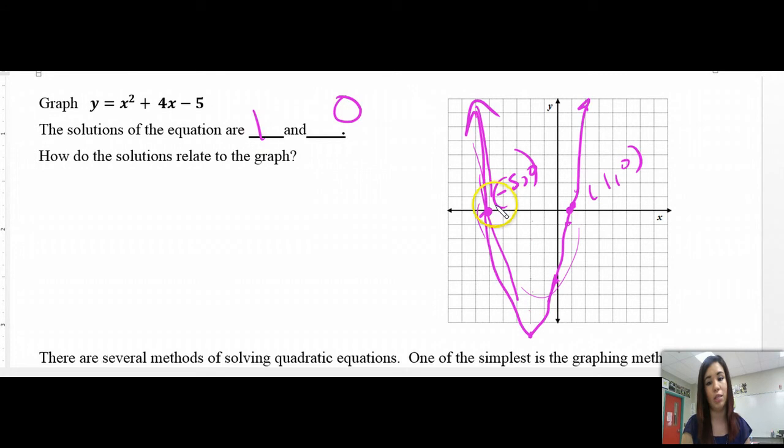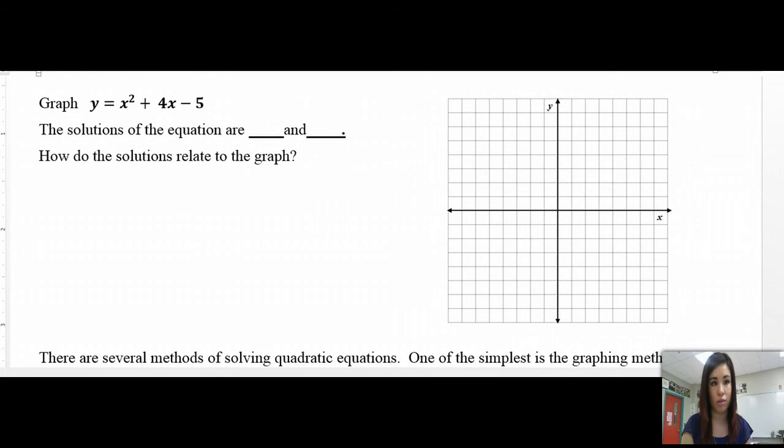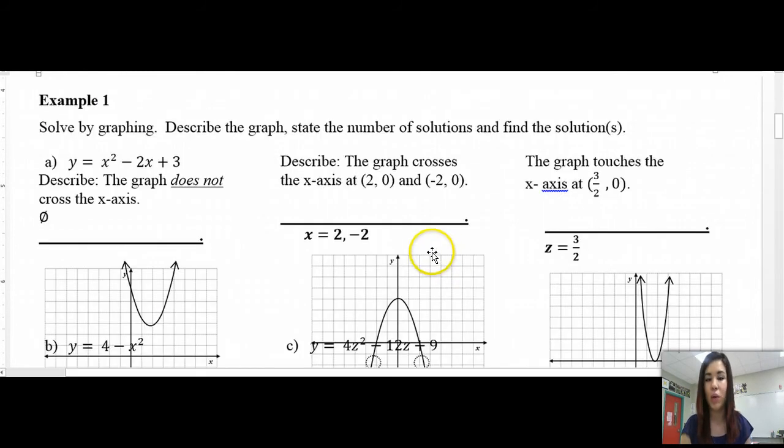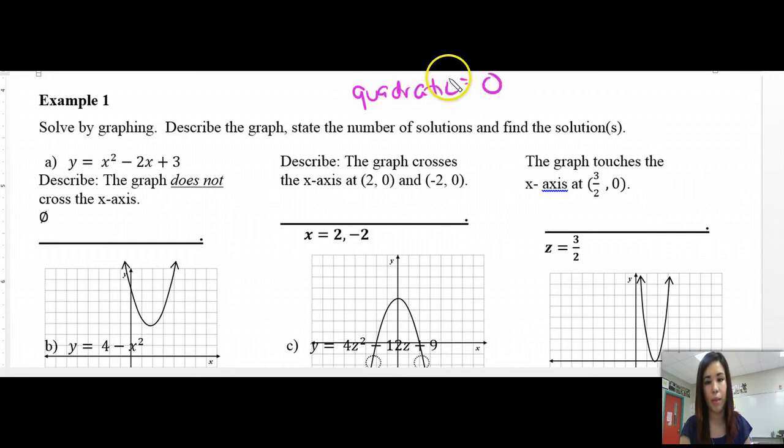So how do they relate? It's where it crosses the x-axis that you have your solutions. Now, what does that mean exactly? What you're solving for when we talk about solutions for a quadratic is where the quadratic is equal to 0. And that's why you're looking for the x-intercept. If you can find that, then you know where the quadratic equals 0. So let's go ahead and do this first example.